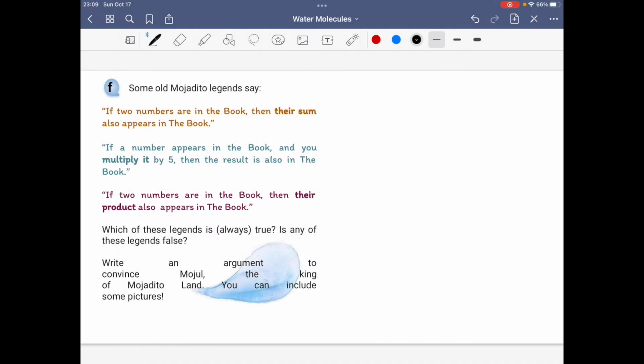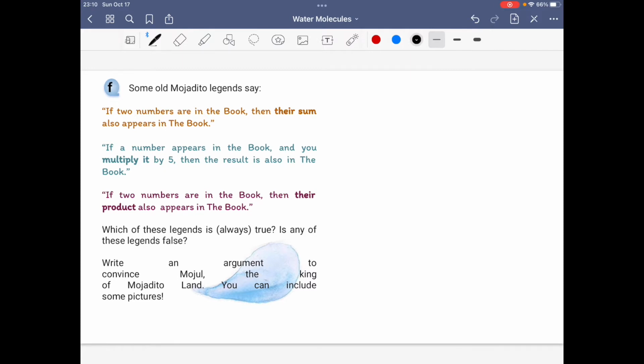So I'll say some old Mohadito legends say: if two numbers are in a book, then their sum also appears in the book. If a number appears in the book and you multiply it by 5, then the result is also in the book. If two numbers are in a book, then their product also appears in the book. Which of these legends is always true? Is any of these legends false? We're in an argument to convince Mohol, the king of Mohadito land. You can include some pictures.